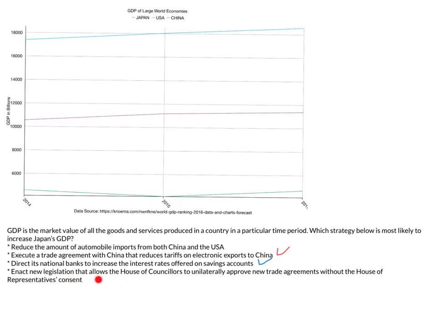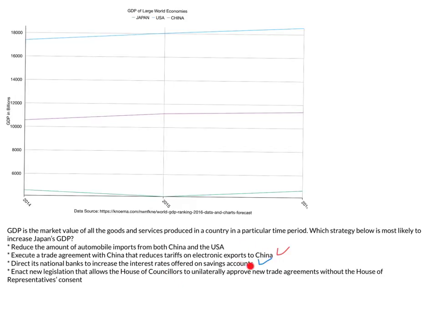Enact new legislation that allows the House of Councilors... Japan has two pieces of its legislative branch, like America has the Senate and the House of Representatives. Well, they have the House of Counselors and the House of Representatives. So another strategy might be enact new legislation that allows the House of Counselors to unilaterally approve new trade agreements without the House of Representatives' consent. Well, we're going to leave that one too, because as a strategy, what if the trade agreement is bad? So that may or may not be a good strategy, and then they lose government controls.